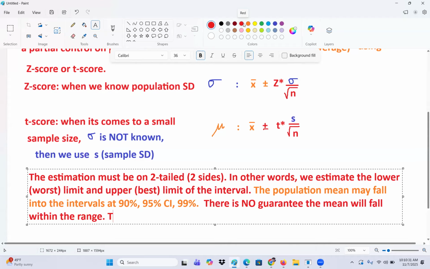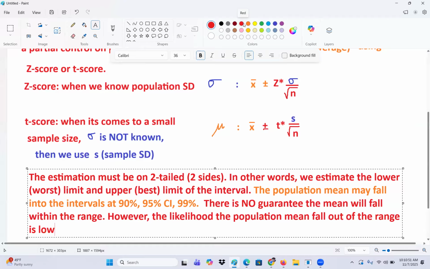However, the likelihood that the population mean, which is the parameter, falls out of the range is low, right? So the risk that we take is much lower. This is what we have for the definition. I understand that this might be a little hard and challenging to understand.